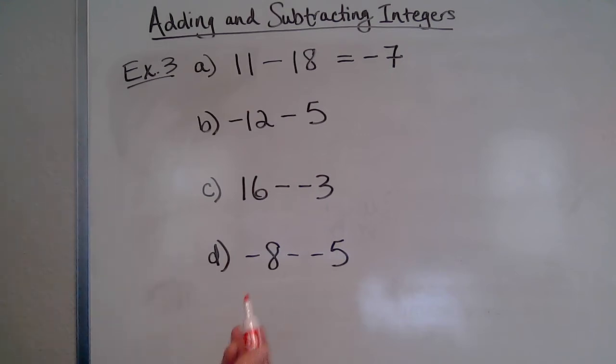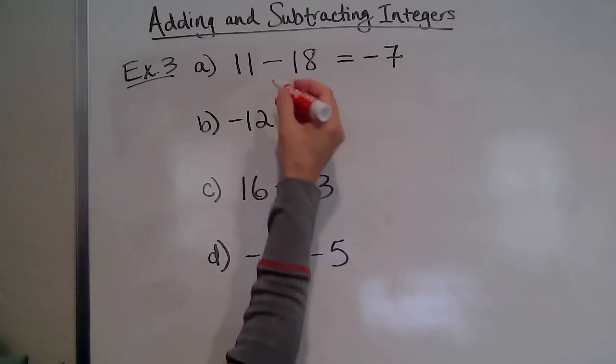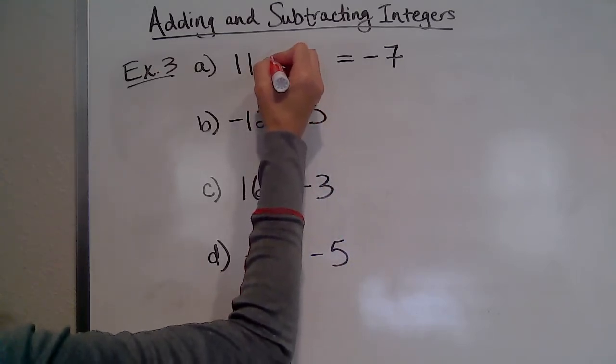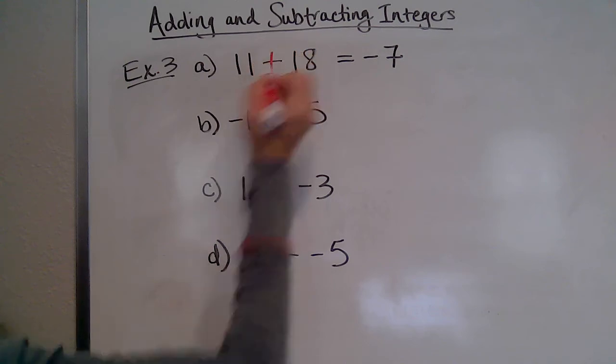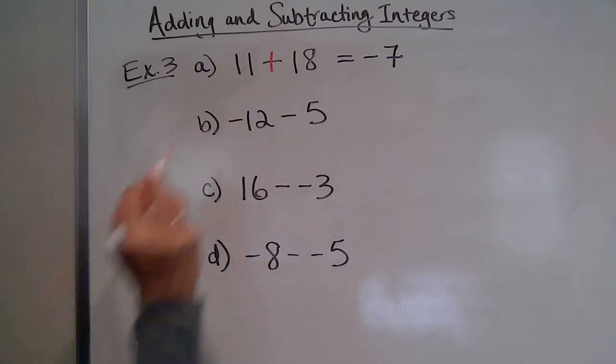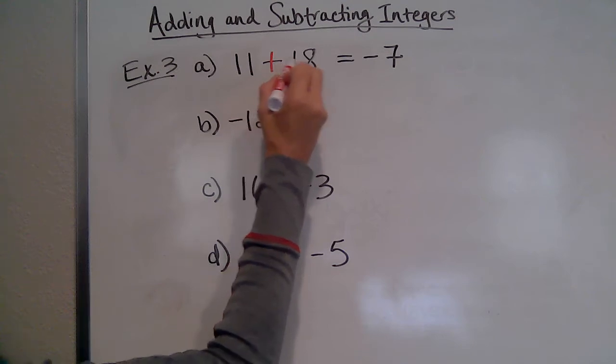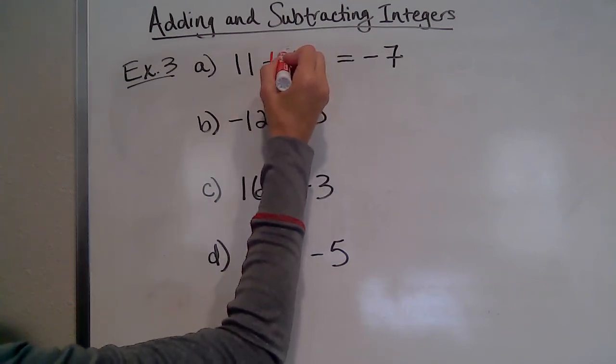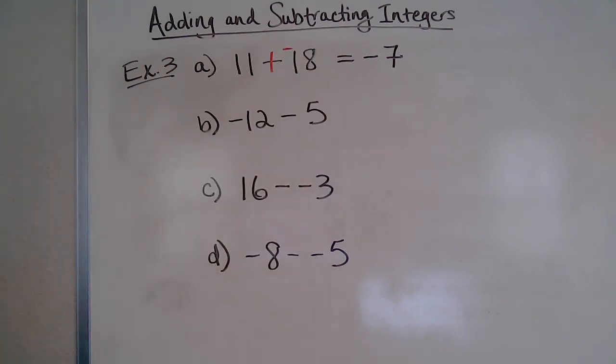Now, if you do the add the opposite work, that you don't have to do, but let's just do it to check it, to verify that it does come up with the same result. We first change the subtraction sign to an addition sign, and then we change the sign of the number after the subtraction sign. This is now a positive 18. We need to change it to a negative 18.